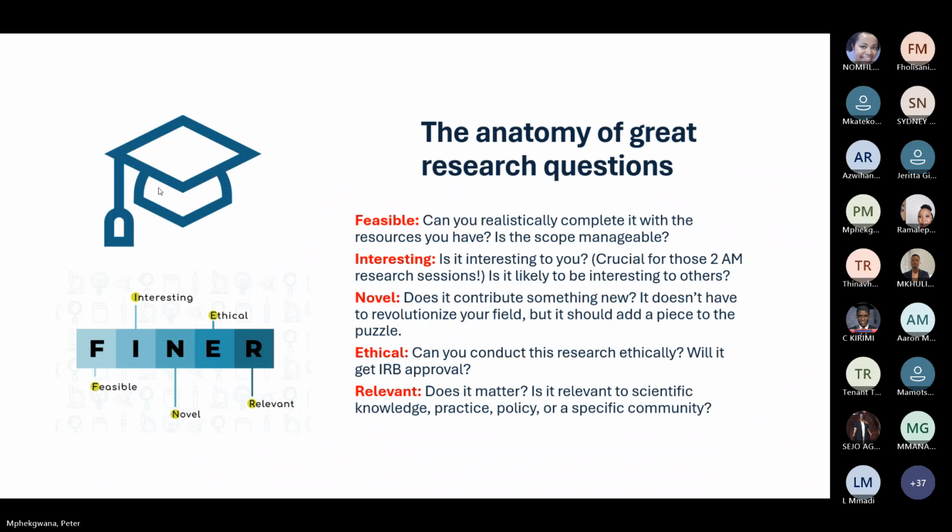Is it relevant to scientific knowledge? Is it relevant to practice? Is it relevant to policy? Is it relevant to a specific community? Where is the relevancy of your research? Is it knowledge, practice, policy, specific community? So these are the kind of questions you need to ask yourself about your research.